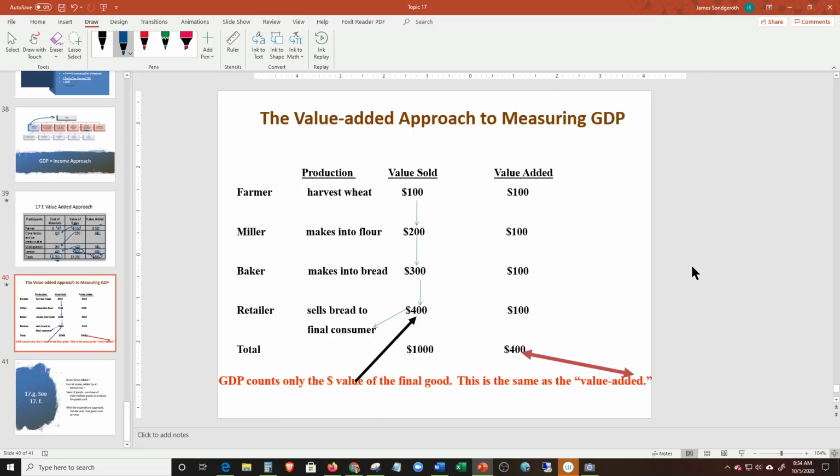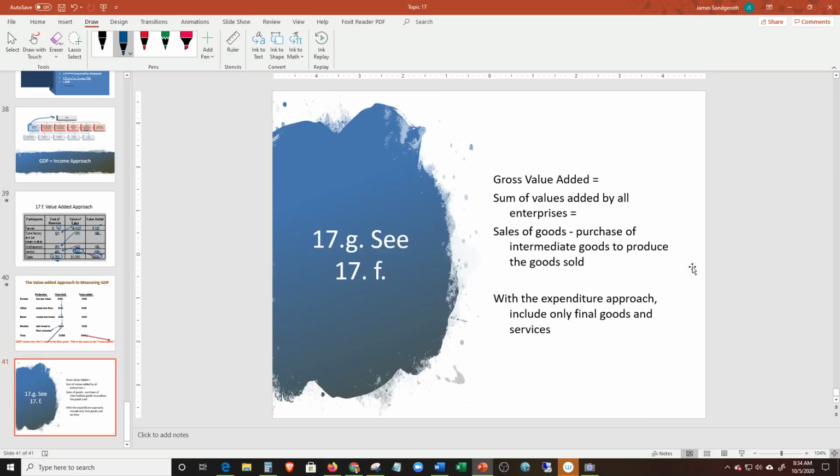And this is the same thing with the different example about making bread, value added. So with the expenditure approach, we only include final goods and services. So gross value added equals the sum of all values added by enterprise. So the sale of goods minus the purchase of intermediate goods will indeed equal gross value added, which is indeed equal to the expenditure cost of only final goods and services.